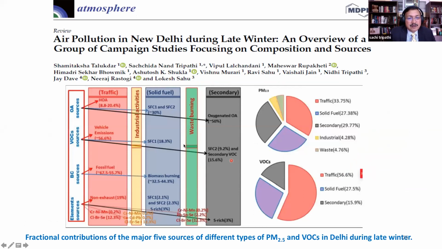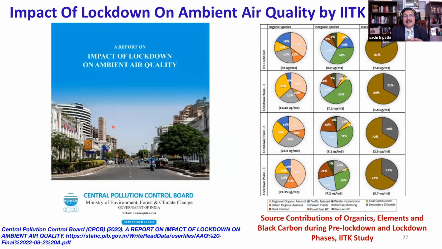So then you could also further look into these 4 major species: OA, VOCs, black carbon, and elements. For these 4 major kinds of chemical species, one could try to apportion them into traffic, industries, solid fuel, waste burning, and secondary, and this information is given in these pies. By looking at that, you can get the summary picture of what is going on in the atmosphere of Delhi. Finally, this is my final slide.